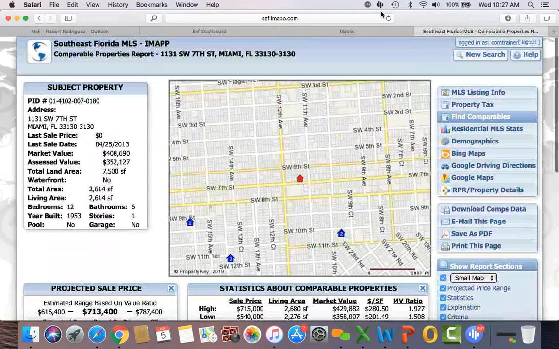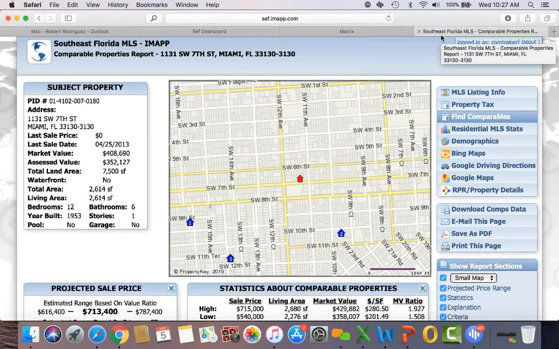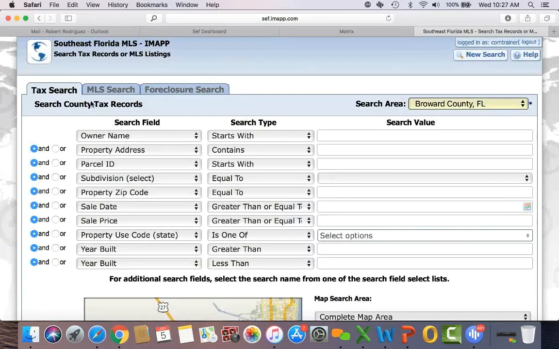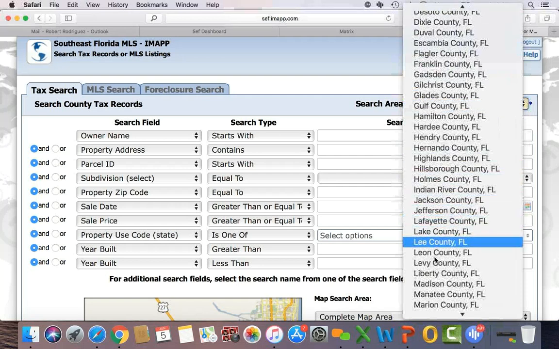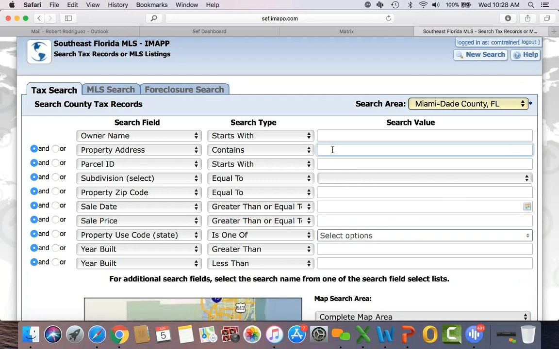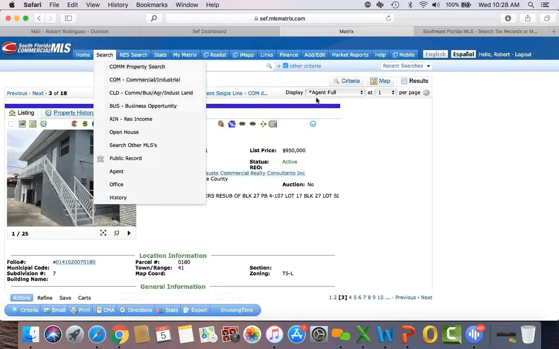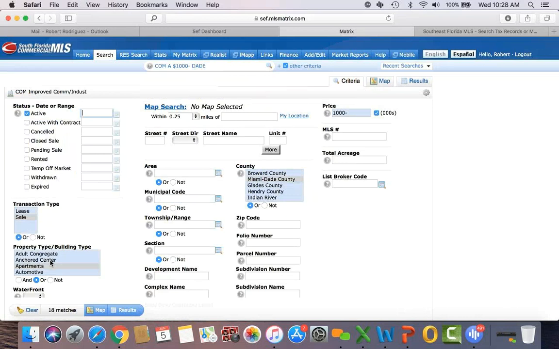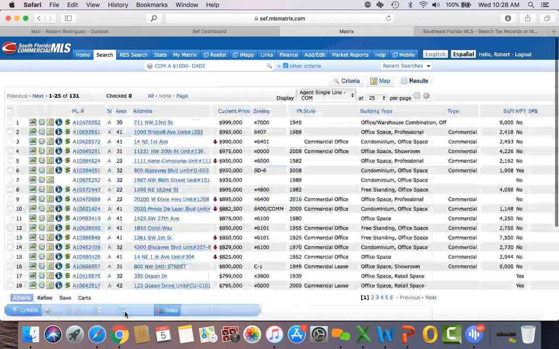All right, so we're going to go ahead and try to get something else on iMapp, like an office space. So let's take, for instance, Miami-Dade County, where we want to study an office space. Let's look for it on the MLS. So let's go back to criteria, and let's do office space. All right, and for less than $1 million, that's good.